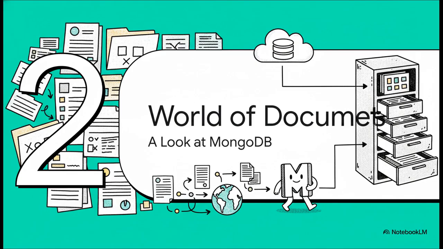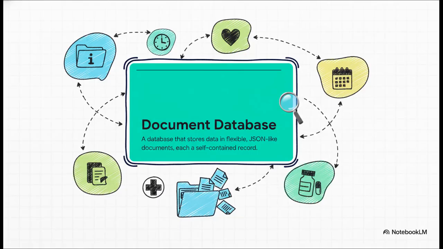I want you to imagine a massive digital filing cabinet. A place where every single piece of information is stored in its own complete, flexible folder. So what exactly is a document database? Well, at its core, it stores data in these flexible, self-contained units. This means there's no rigid structure you have to follow. You can add or remove fields whenever you want, kind of like adding a new sticky note to a folder.